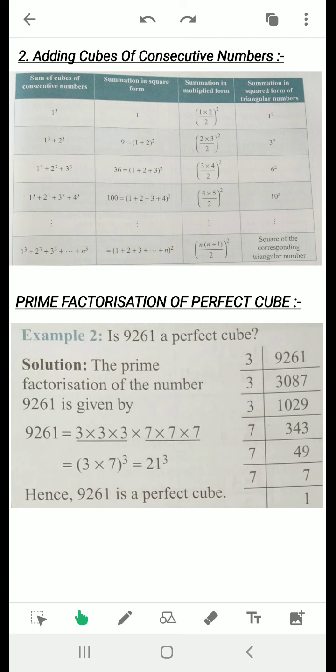As we have learned in the topic squares and square roots, if a number can be paired in two digits, then it is a perfect square. And in the case of a cube, we have to make groups of 3, that is, triplets of the number. If they can form triplets and nothing is extra, then we can say that the number is a perfect cube. So the prime factorization of the number is 3 multiply 3 multiply 3, 7 multiply 7 multiply 7. 3 is in triplet form, 7 is also in triplet form. So we can say that 9261 is a perfect cube.